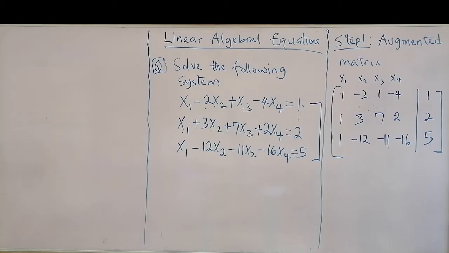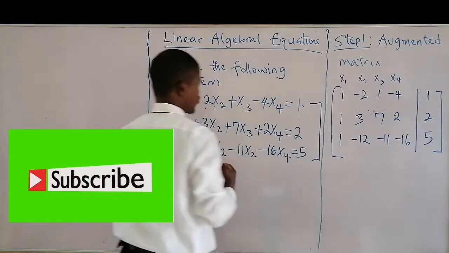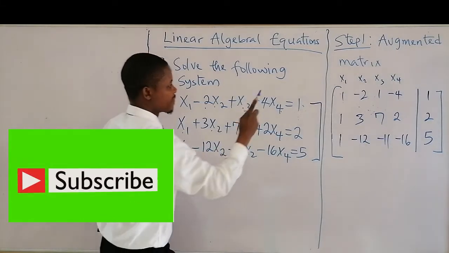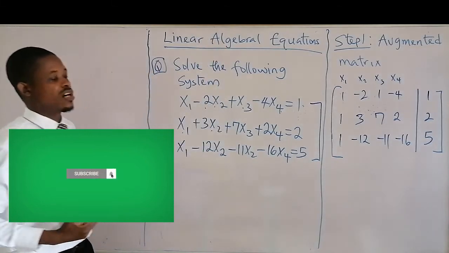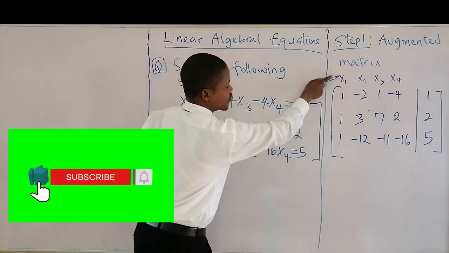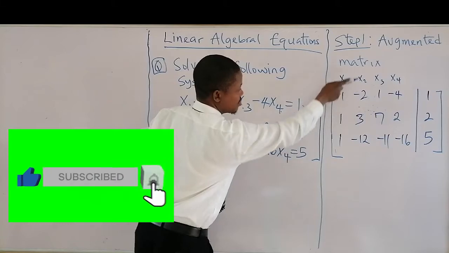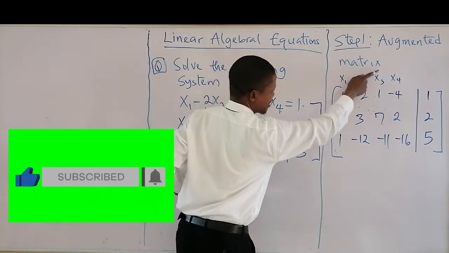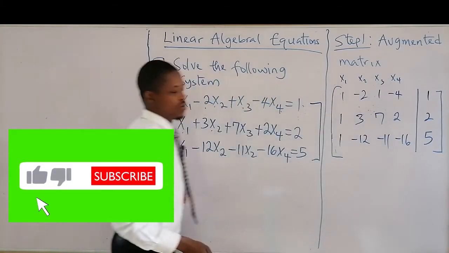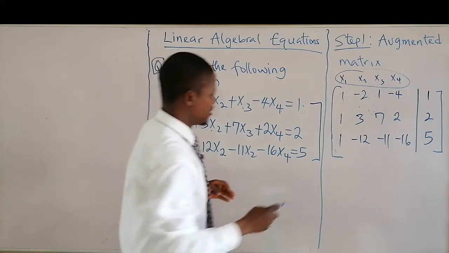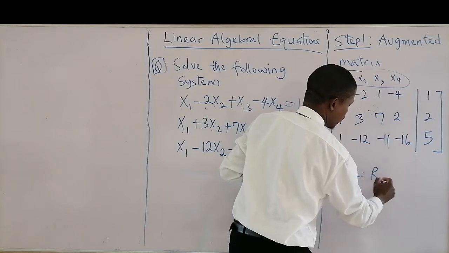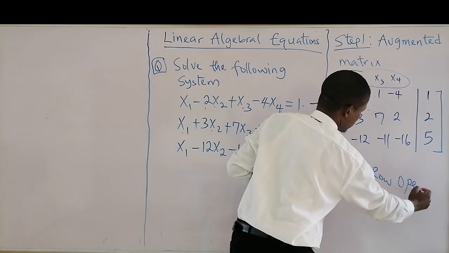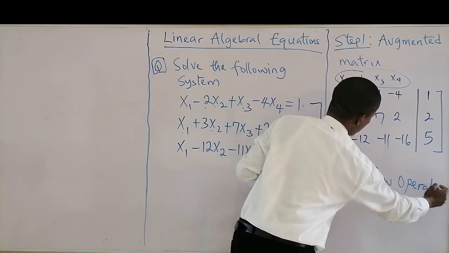That's your augmented matrix. So in a nutshell, what we have done so far is to list the variables we have and put the coefficients along those variables straight down: x1 straight down, x2 straight down, x3 straight down, x4 straight down. The next thing to do, step 2, is the row operation.